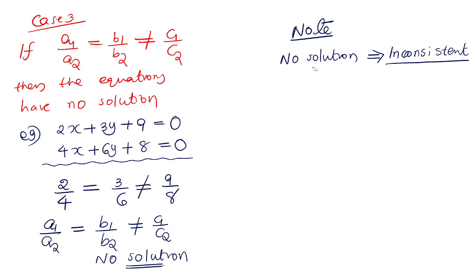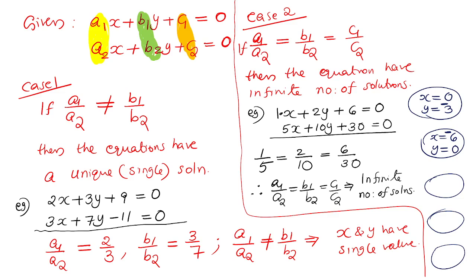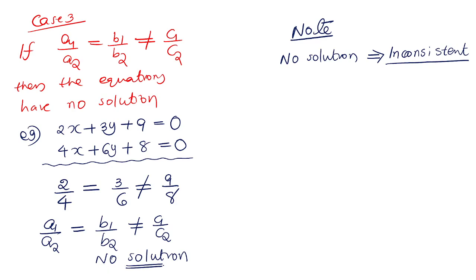In the question, it may be like that: show that the following equation is inconsistent. Inconsistent means impossible. No solution for that. Otherwise means a single solution or infinite solutions.